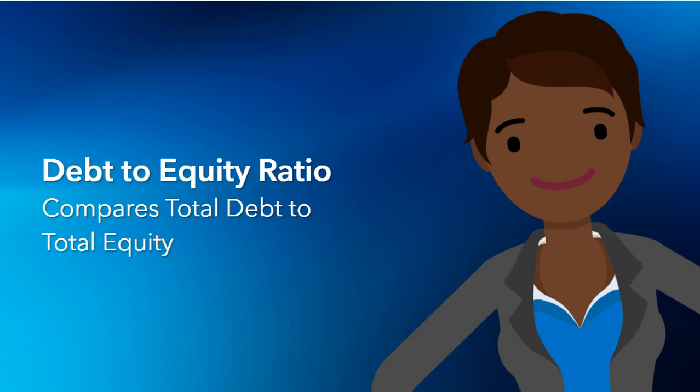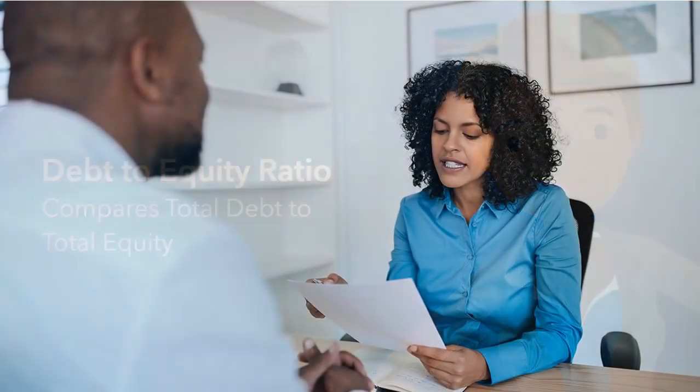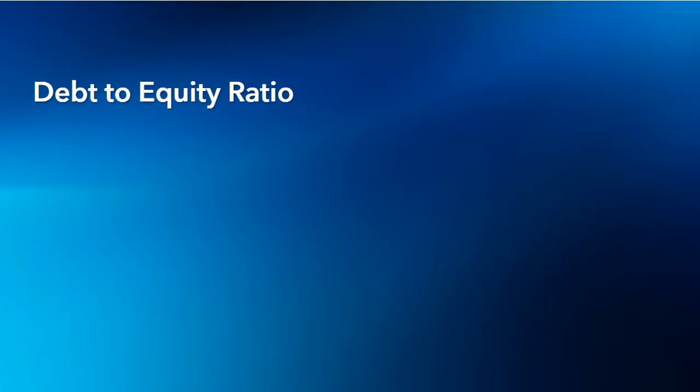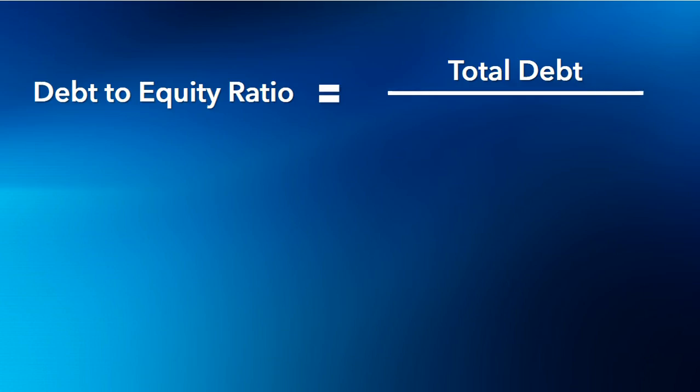This ratio compares a company's total debt to total equity to see how much debt is present in comparison to the amount of equity. This is a good indicator for banks and lenders to see how much risk an owner is bearing versus external creditors. The debt-to-equity calculation is just as easy as the current ratio calculation. You take the company's total liabilities, what it owes to others, and divide it by equity.